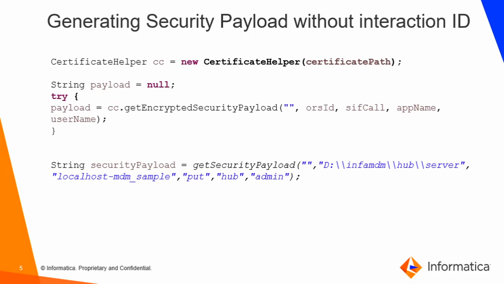If you see here in the pseudocode, we need these parameters. One is the interaction ID. Anyhow, this is the without interaction ID case, so you can pass it as null. We need the ORS ID, that is the database ID, and the SIF call you are making, like put, post, or cleanse put. The application name is the name of the certificate, and the username is the name of the user who is trying to fire the SIF call.